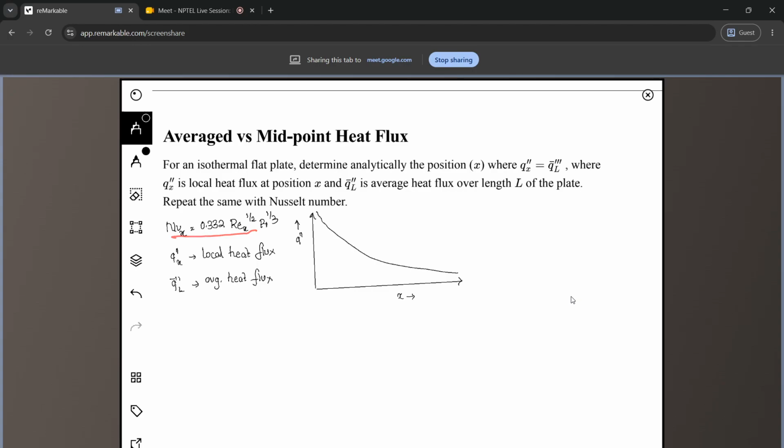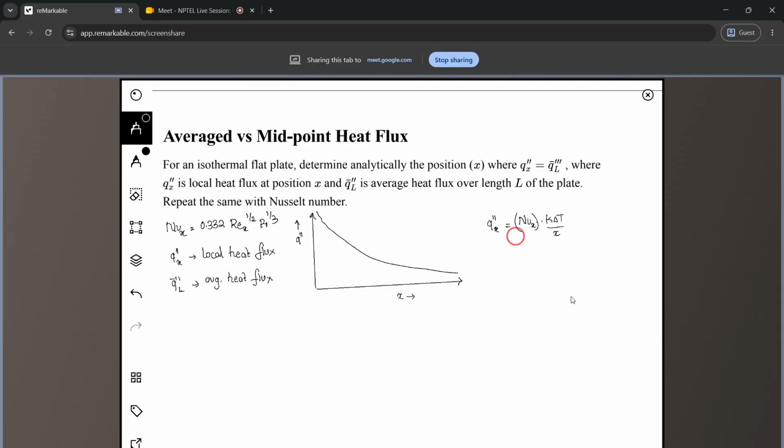You can write Q double prime, the local heat flux, as the Nusselt number times the heat flux due to conduction. Nusselt number is the ratio of convection to conduction. So Nusselt number times the heat transfer that would have happened if there was only conduction, which is k times delta T by x, because this is isothermal and the free stream temperature is not changing. Note that I'm using Nu x with respect to length, so I will be using the same length here. If it was a different geometry, then it would change, which is something we'll discuss in the upcoming weeks. But for now, the local heat flux is given by this expression.